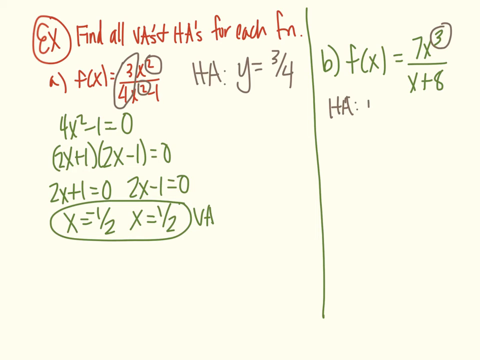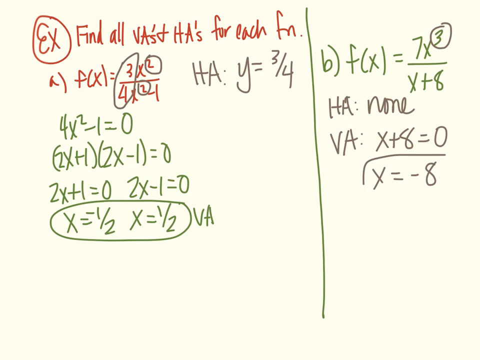Okay, hopefully you found out that this one has none. This one does not have a horizontal asymptote. It's going to actually go up to infinity. What about the vertical asymptote? What is going to cause the denominator to be equal to 0? That's going to be -8. So no horizontal asymptote and then one vertical asymptote where x equals -8.